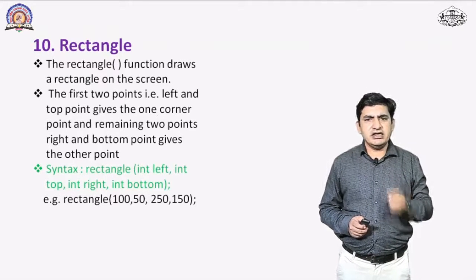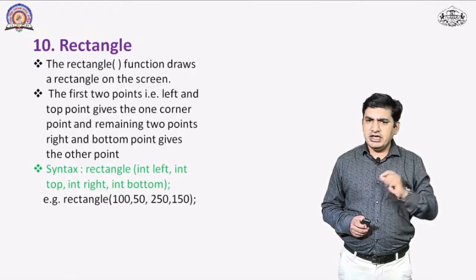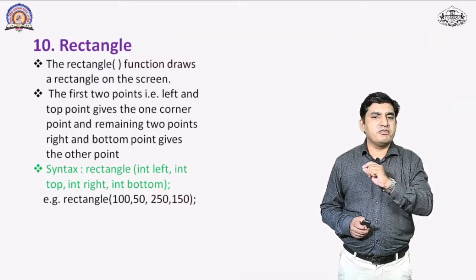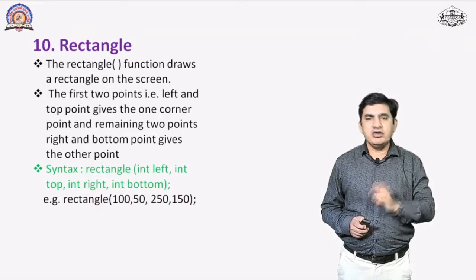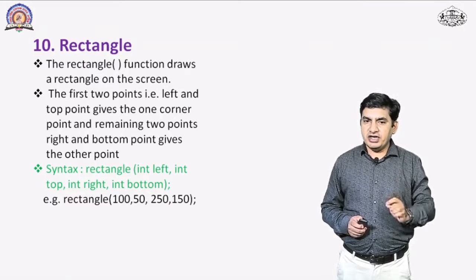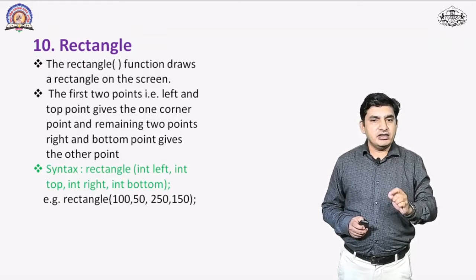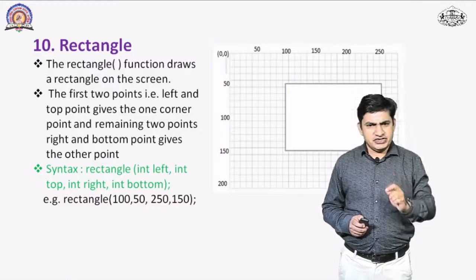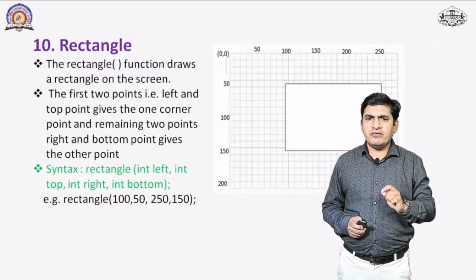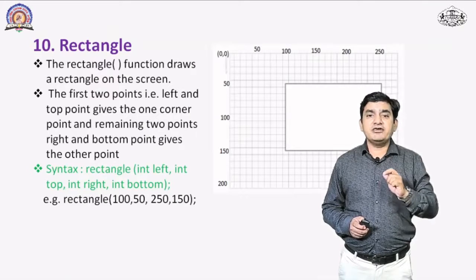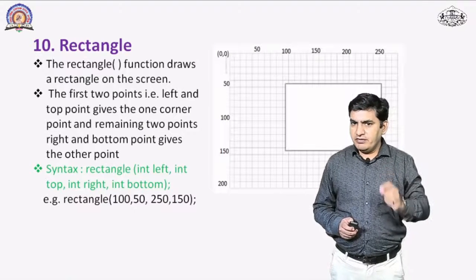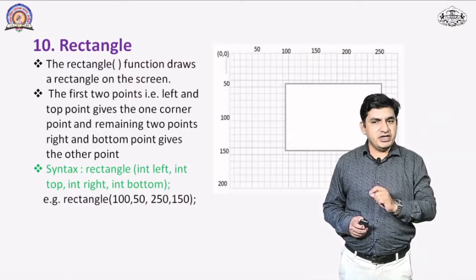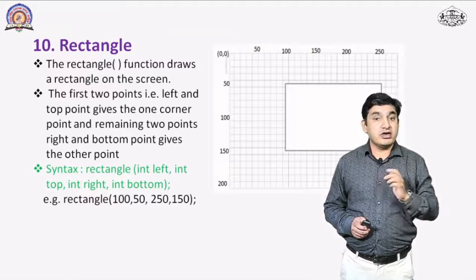Syntax is rectangle(integer left, integer top, integer right, integer bottom). Left and top indicate the coordinates of the top left point, and right and bottom represent the coordinates of the bottom right point. Example rectangle(100, 50, 250, 150). 100, 50 is the coordinate of the top left point. 250, 150 is the coordinate of the bottom right point.